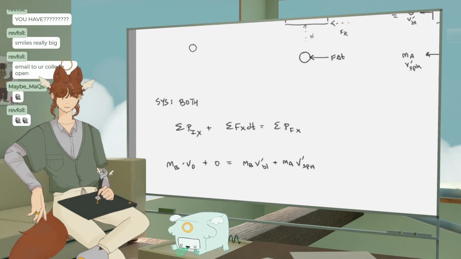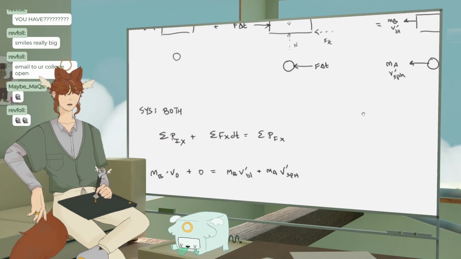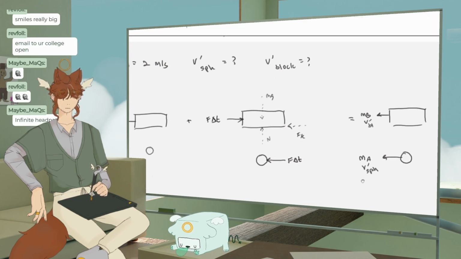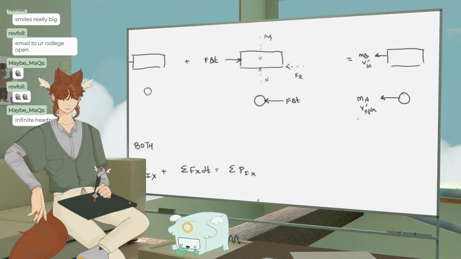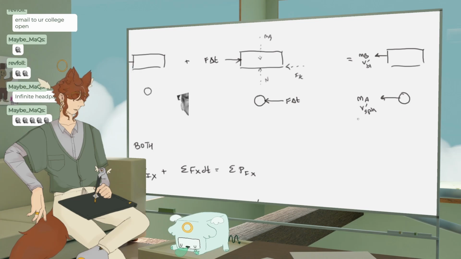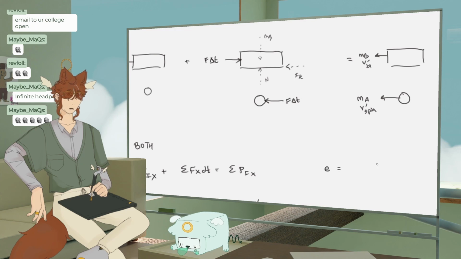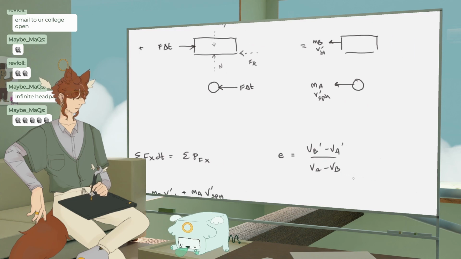Right. We got our first equation. We got two unknowns. We can get a second one from the coefficient of restitution. Unfortunately, we have to think about things. I already forget the equation for the coefficient of restitution. I think it's E equals VB prime minus VA prime over VA minus VB.